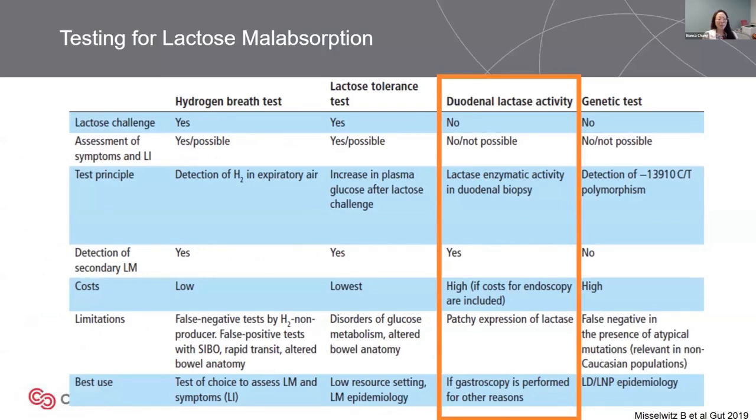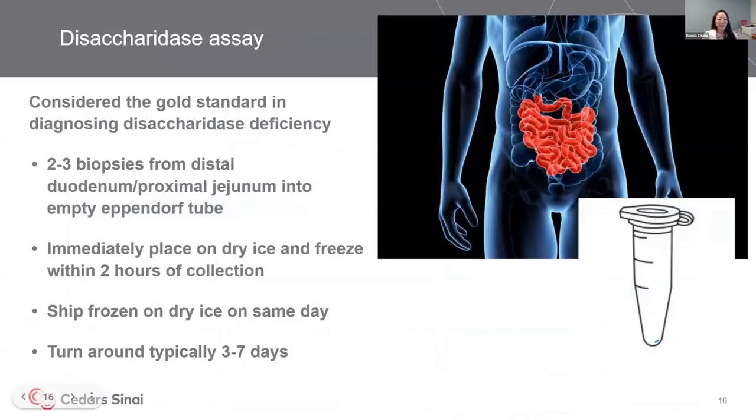This is probably the best test in terms of sensitivity and specificity for not just lactase deficiency, but all of the disaccharidase deficiencies. But it's also probably the most invasive. So we'll go over that in a little bit more detail. So the disaccharidase assay, the reason why it's the most invasive of the different ways to test for lactase deficiency or disaccharidase deficiency in general is because it requires an endoscopy.